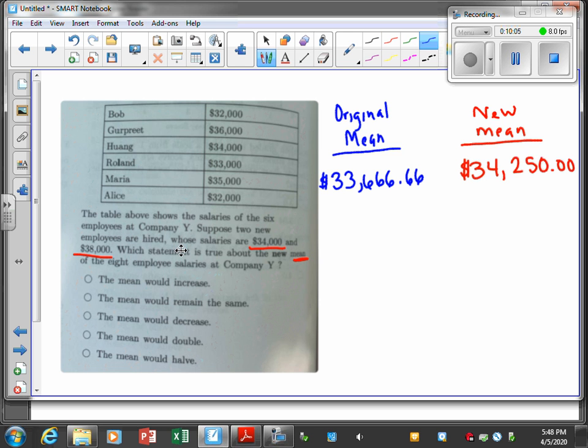Okay, so the original mean was adding all the totals divided by 6 because it was 6 people. The new mean is add all the totals plus the 2 new people and divide by 8. And so we need to determine what's going on. The mean is clearly increasing from 33 to 34, which means it's going up. So it's definitely not the same. It's not going down. It didn't double and it didn't go in half. So the mean would increase is our answer.